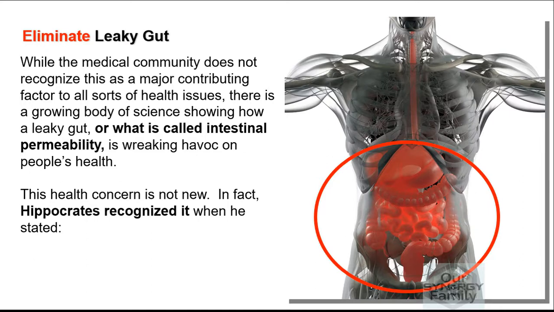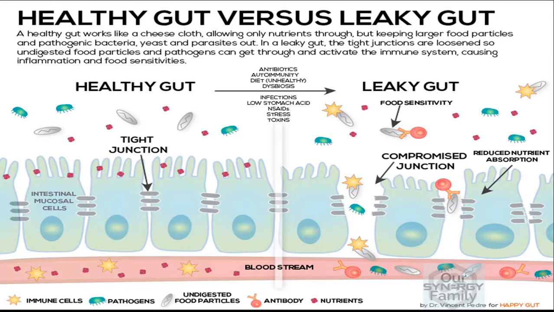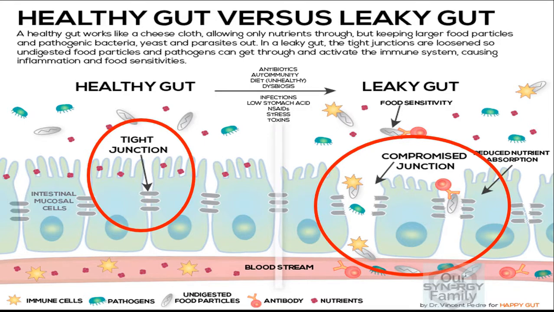In fact, Hippocrates recognized it when he stated, "All disease begins in the gut." Ideally, your intestine is designed to be a very selective barrier to everything you consume. It does this by creating what are known as tight junctions. As you can see in the image, created by Dr. Vincent Pedre for Happy Gut, these tight junctions are loosened so that undigested food particles, toxins, and pathogens can enter your bloodstream. The result is an immediate activation of your immune system, causing inflammation and food sensitivities.